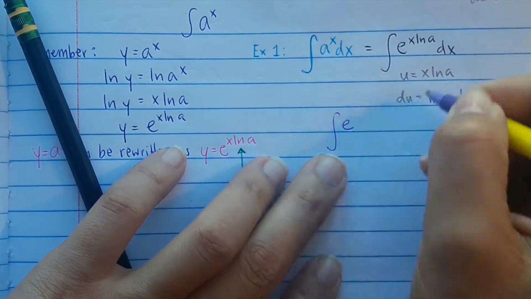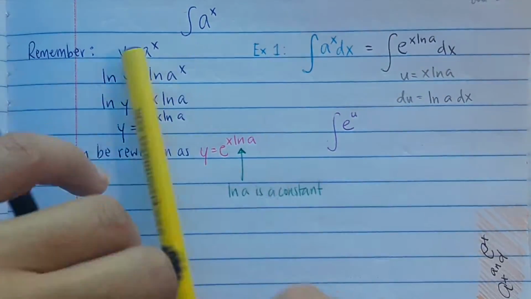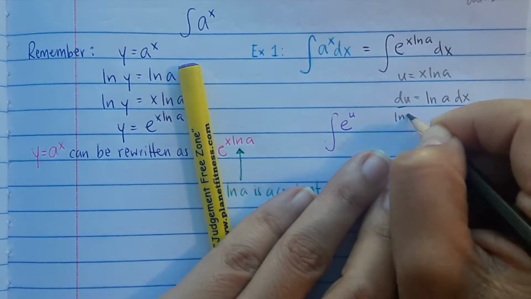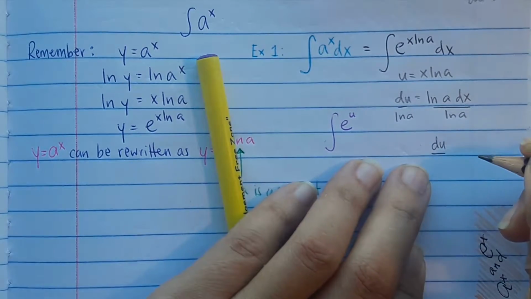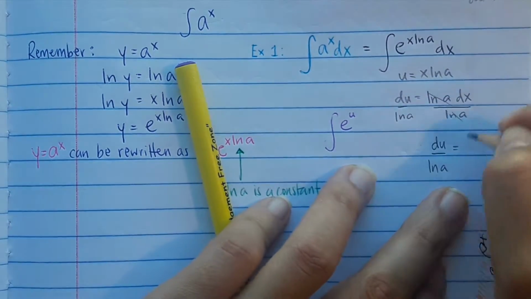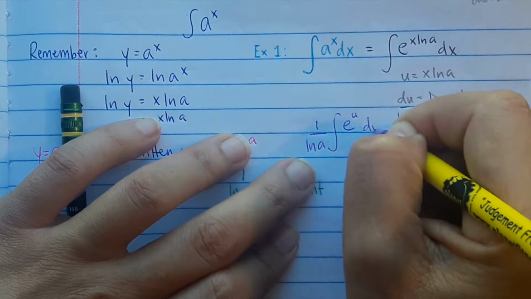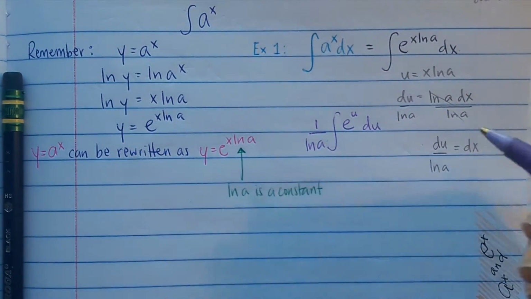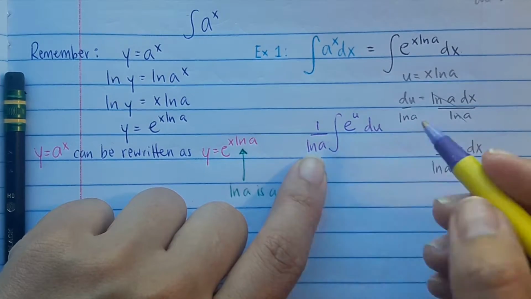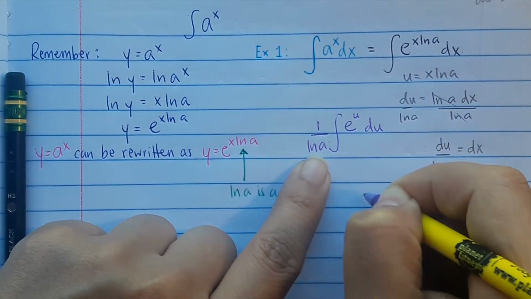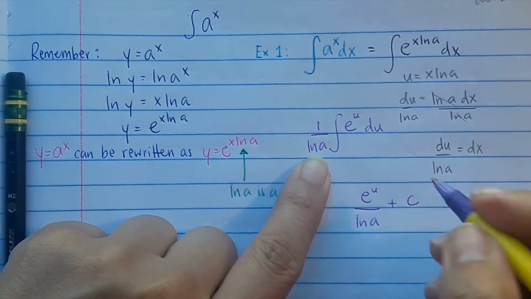So you're going to get the integral of e to the u, and then dx is replaced by that, which means I need to divide by log a, because there's a log a in my answer. So I get du over log a is equal to dx, and I can replace dx with du over log a. So 1 over log a du. Take the integral, it's the same exact thing, so e to the u over log a, where log a is a constant, plus c.